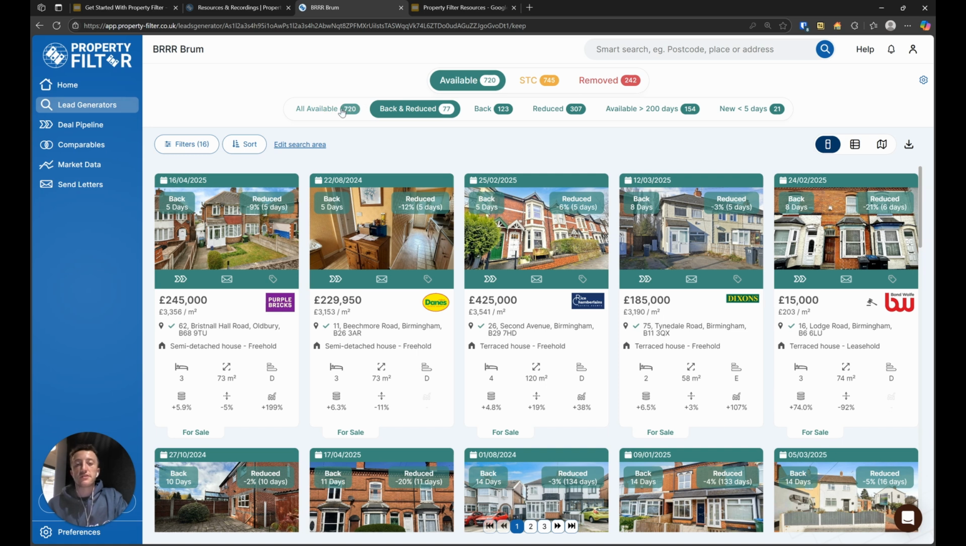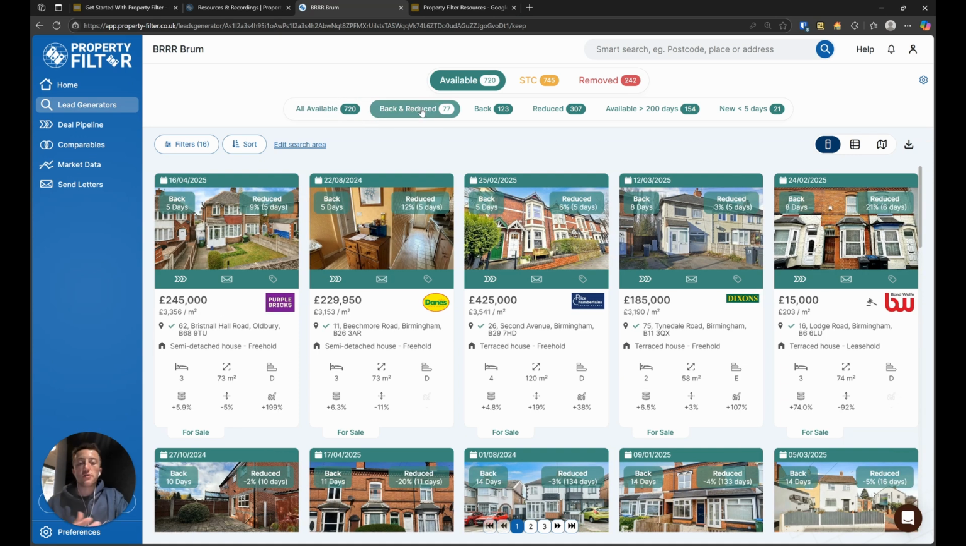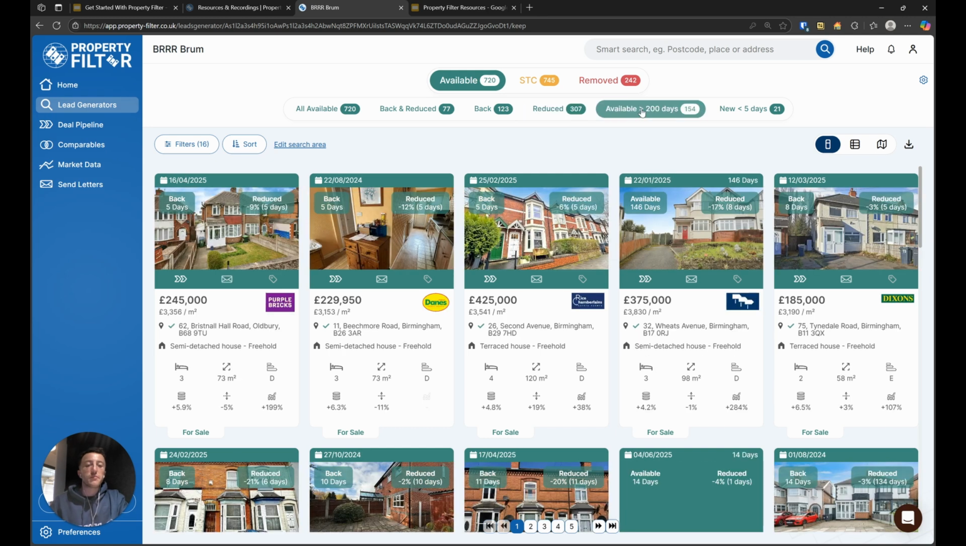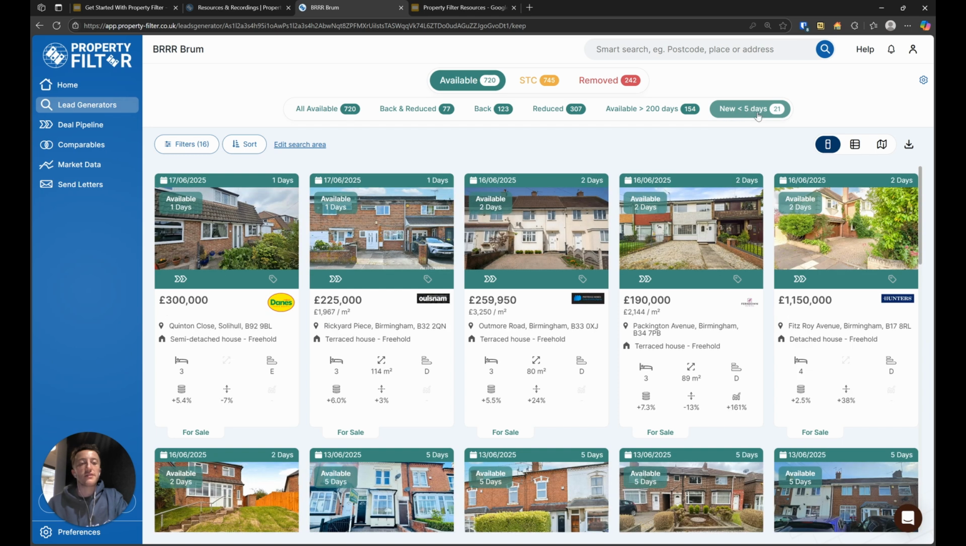Then within each of those there is a further segmentation. These are all available properties that meet this criteria, and these we will default show you. This is the most motivated, back and reduced. It's threefold: properties that had a sale fall through, came back on the market, and the price has been reduced. Then these are properties that are only back on the market, and properties that are only price reduced. These are properties that have been available for a long time, and you can dictate how many days this is set to. And these are new listings in the last 5 days, and again you can dictate that. If you select the access to filter settings, you can change how many days that is set to.